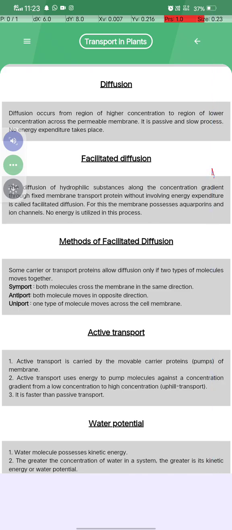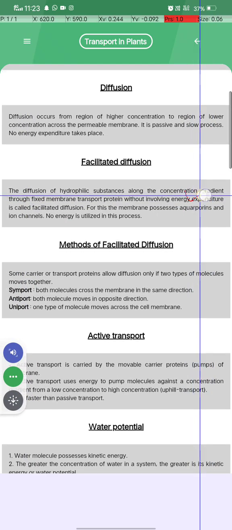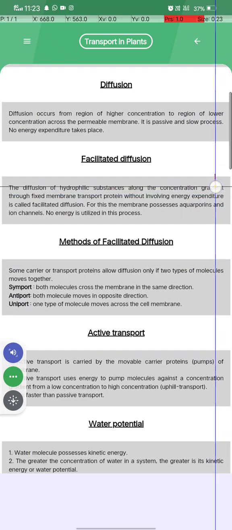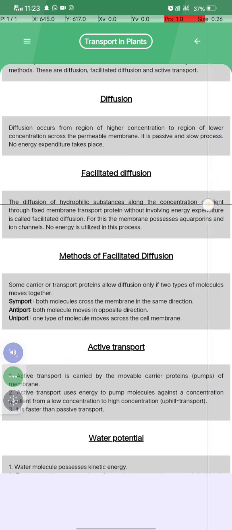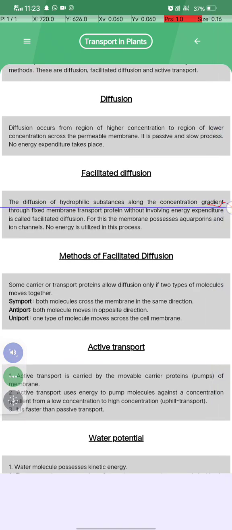Facilitated diffusion क्या होता है? The diffusion of hydrophilic substances along the concentration gradient and through the fixed membrane transport protein, without involving energy expenditure, is called facilitated diffusion. And therefore this membrane possesses the aquaporins and ion channels, and no energy is utilized in this process.